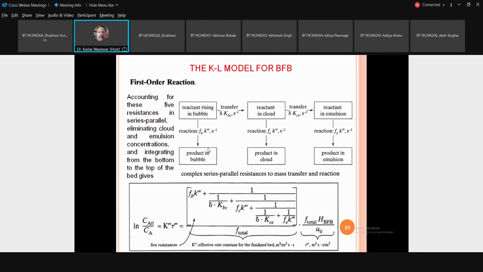So this way we will have the series of resistances. Then divided by F total, and here is the HB, height of bubbling fluidized bed, divided by U0. So these we can say are the 5 resistances, and this combination of these two we will call the effective rate constant for the fluidized bed, accounting for all 5 resistances.